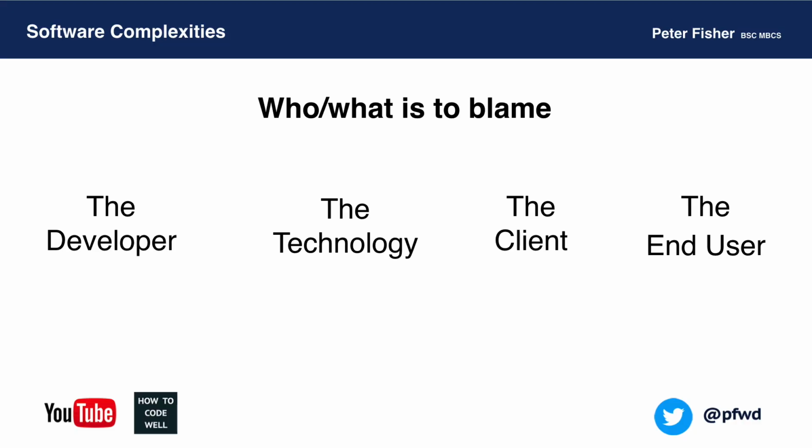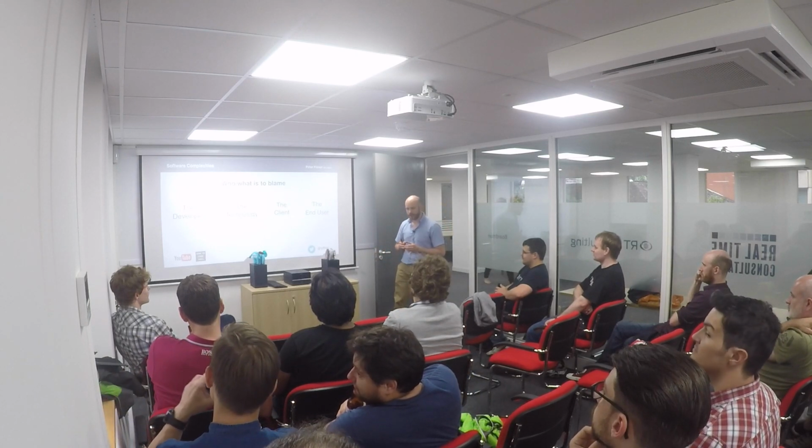Okay, so the first one, who and what is to blame? So is it us, the developer? Are we to blame? Are we making this complicated? Are we overcomplicating the solution? Is it because we're programmers that we are gravitated towards complicated things, and so we make things more complicated? After all, we're problem solvers, right? We like to solve problems.